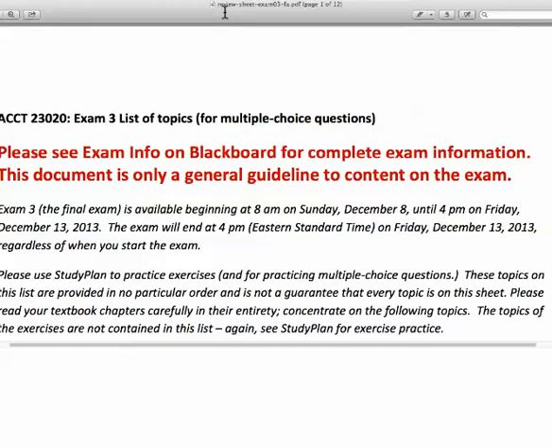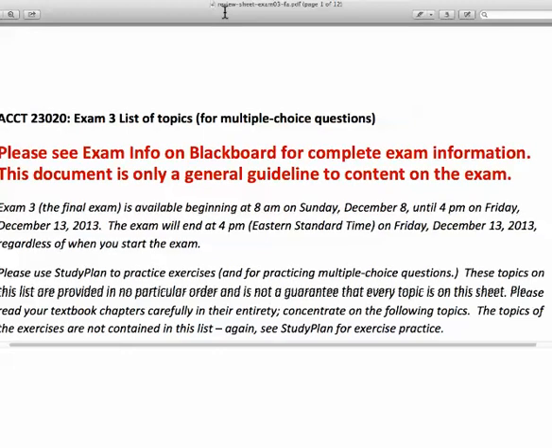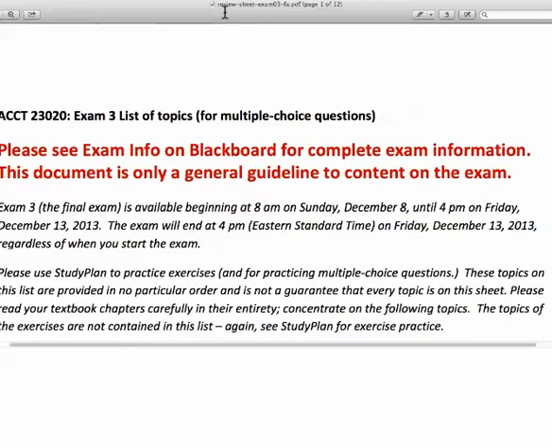You have to start it by 4 p.m. on Sunday, if you're going to do that. The exam ends at 4 p.m. Friday of finals week, not 5 p.m. In my accounting lab it's going to show 5 p.m., but that's simply an administrative thing so that I don't cut someone off within 1 minute. But the exam is officially over at 4 p.m.